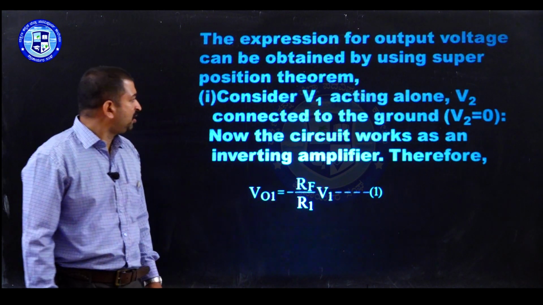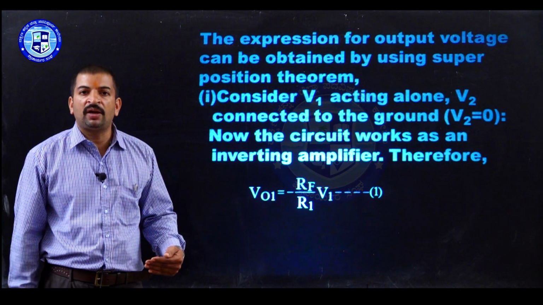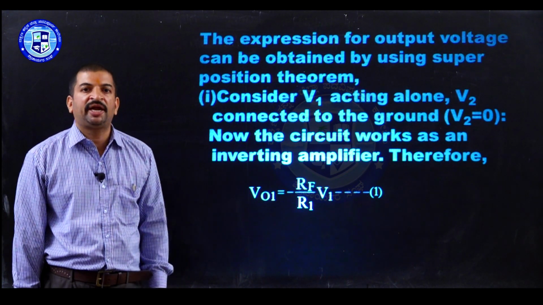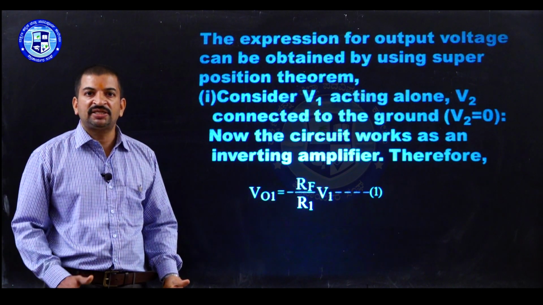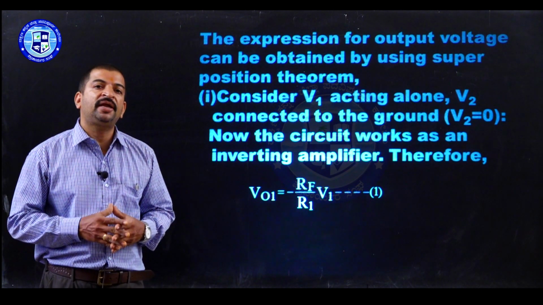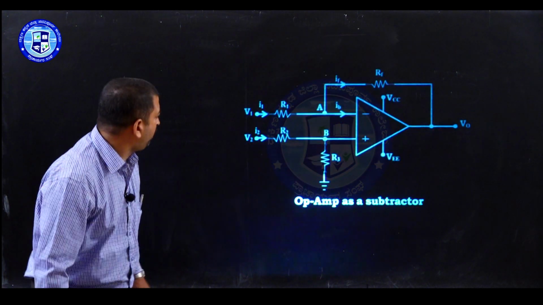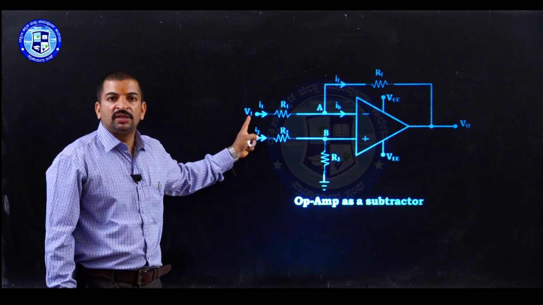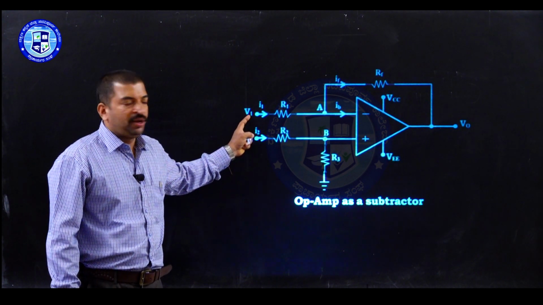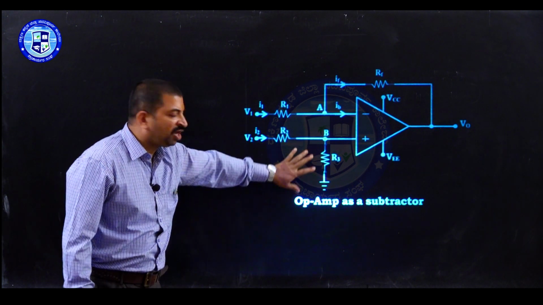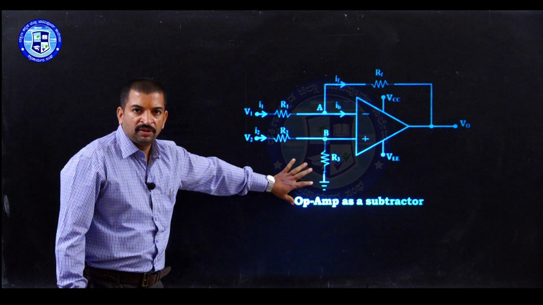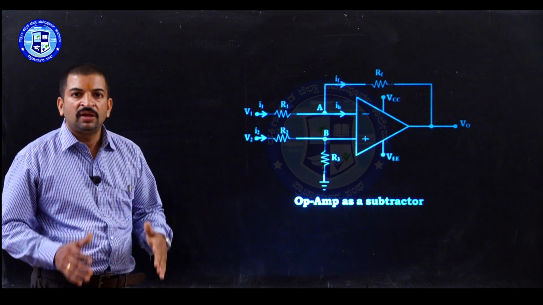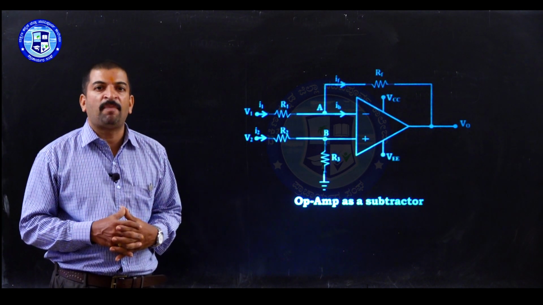Now let us consider the input voltage source V1 alone is connected while the input voltage source V2 is connected to the ground. In this case, the circuit works as an inverting amplifier. Look at the circuit diagram. Let us connect the second voltage source to the ground and apply only the input voltage source V1. Now, in this case, the non-inverting input terminal is connected to the ground. The input voltage is applied to the inverting terminal of the op-amp through the resistor R1. Therefore, the circuit works as an inverting amplifier.